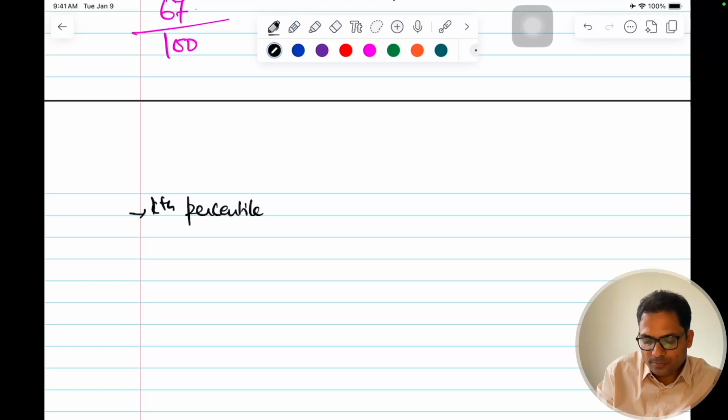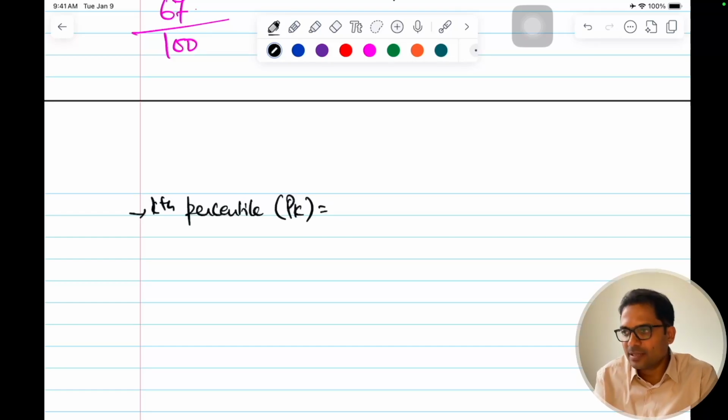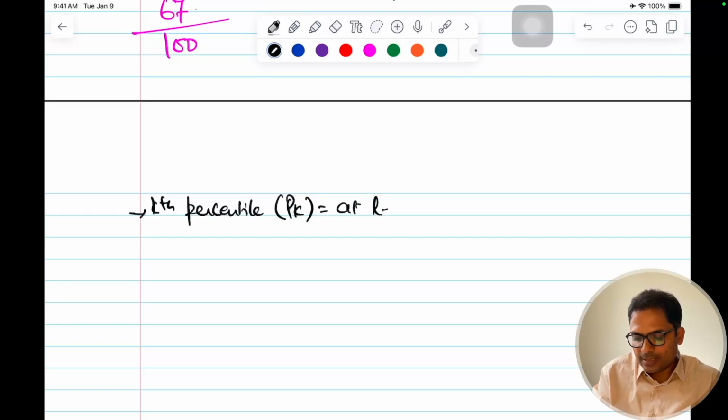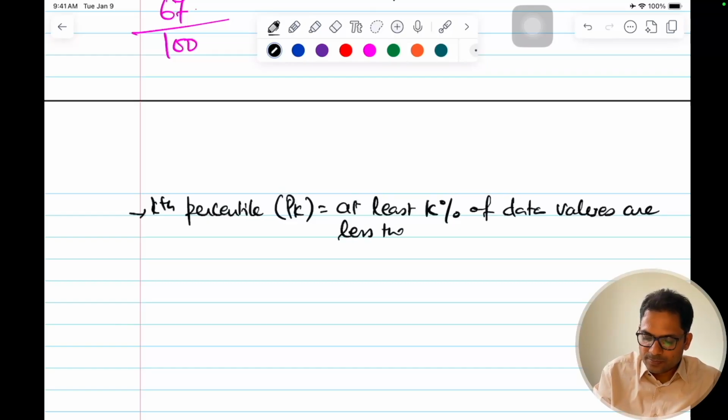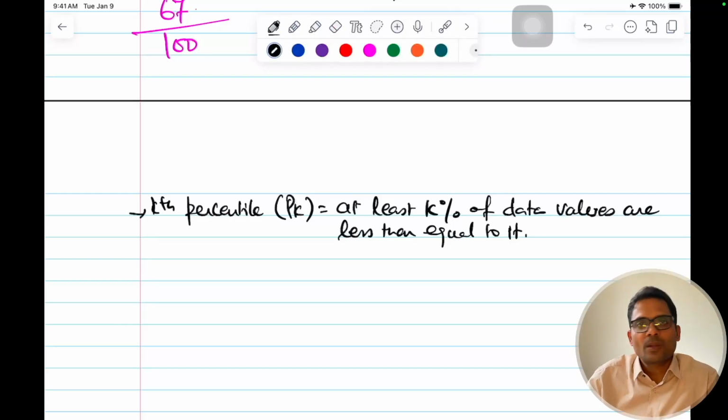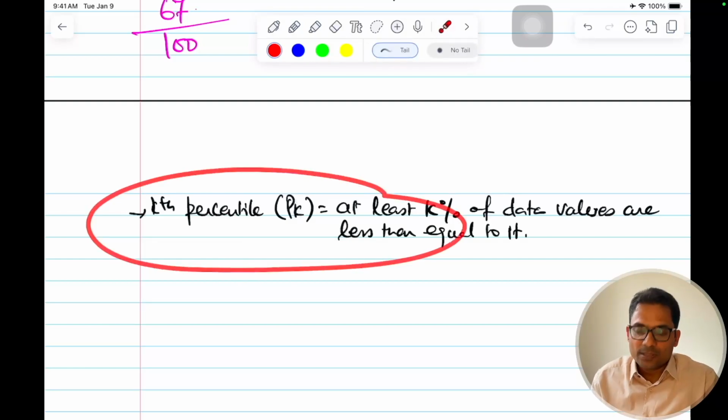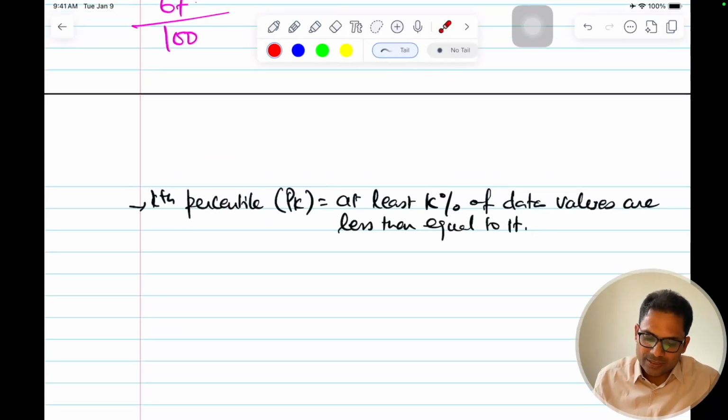If I write it formally, the kth percentile is the value such that at least k percent of data values are less than or equal to the given value. Percentile, everybody uses it, and now I think it's formalized and it's clear. So that's your percentile.